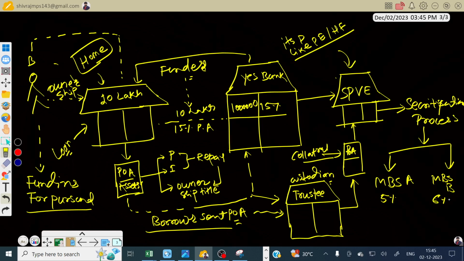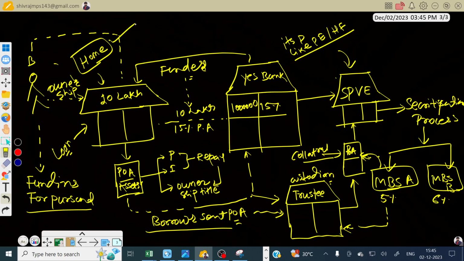But now, if you see these entire loans or ABS directly, they represent ownership in the POA, which is already deposited in a custodian. Here POA means your collateral documents, which were already issued. So ultimately, MBS would be your security. But this MBS is holding ownership rights in the POA, which is power of attorney. And this power of attorney represents this home.